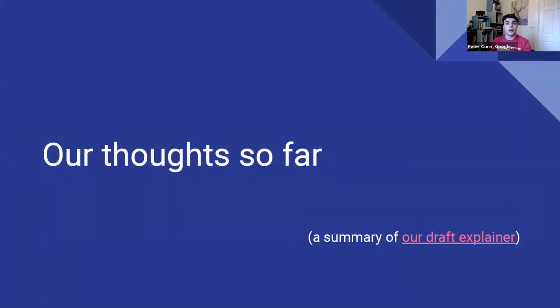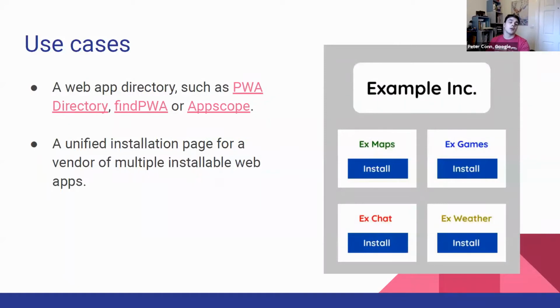So our thoughts so far. There are two big use cases we can see for this. The first being web app directories, such as the ones I've listed. These are directories and catalogs, sites that list web apps and potentially provide other metadata about them, reviews, ratings, and so on. These do exist today, but are somewhat limited by the experience they can offer the user.